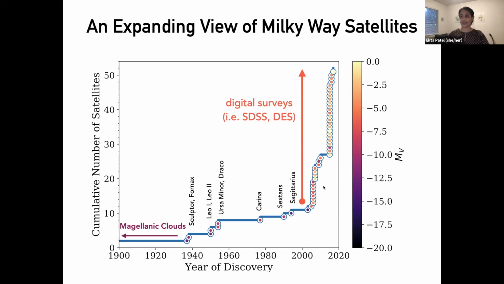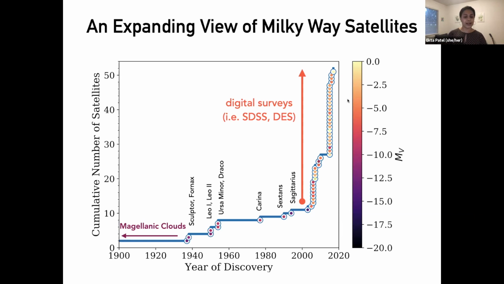This plot I actually made back in 2019 when I was finishing my PhD, and it goes up to about 52 satellite galaxies. And even this is already slightly out of date in that we know of a few more satellite galaxies that have been confirmed as true satellites of the Milky Way. And there's even another handful that are being considered as candidate Milky Way satellites that need a little bit more follow-up to truly figure out whether they're satellite galaxies or globular clusters or something else.